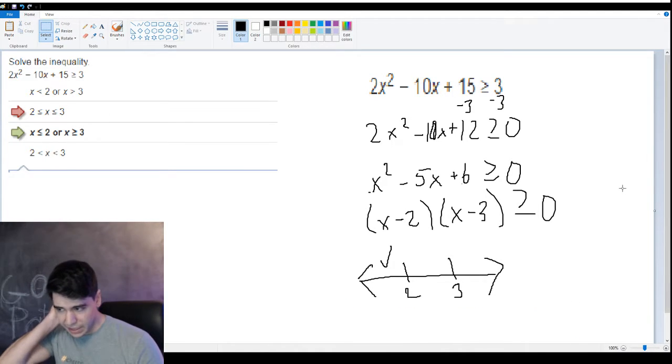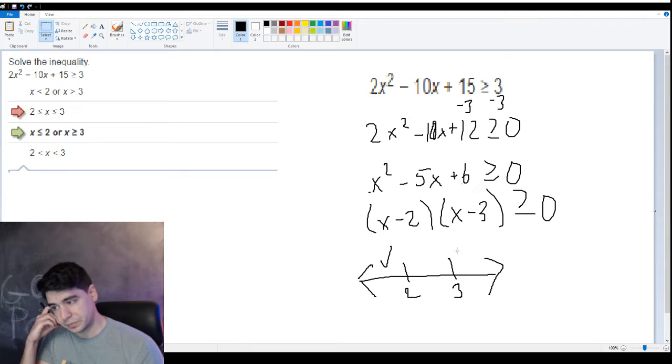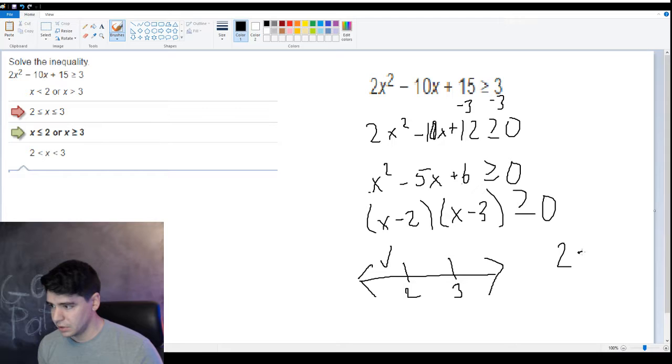Alright, let's try the next section, where I'm going to choose a number that's larger than 3. I'm going to hop around because getting between 2 and 3 is trickier. And so let's try out the number 4. I'm going to do this more mentally. So 4 minus 2 is 2 times 4 minus 3, which gives me 1. Is that greater than or equal to 0? Yes, it is. 2 times 1 is 2. So this is also a good section.